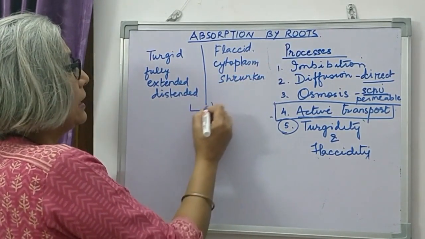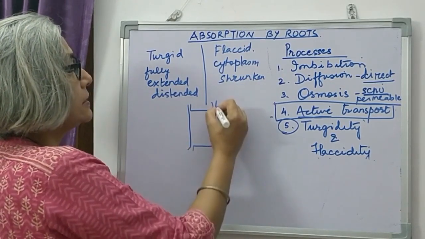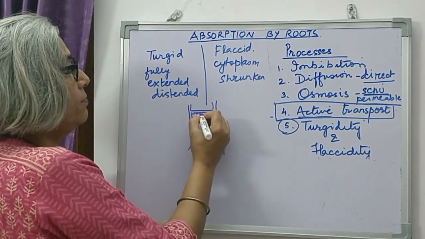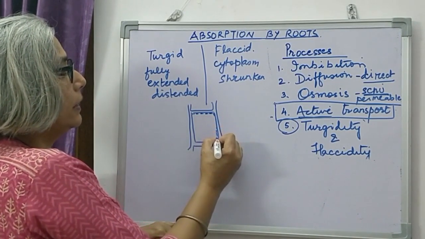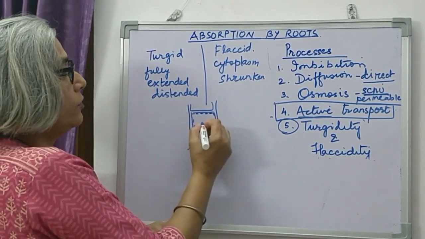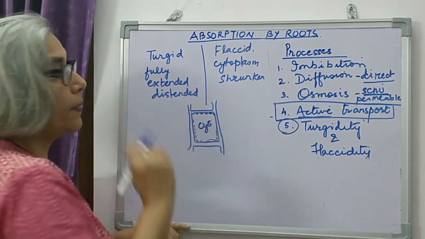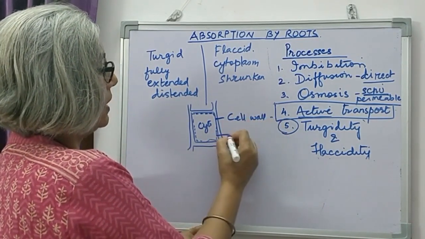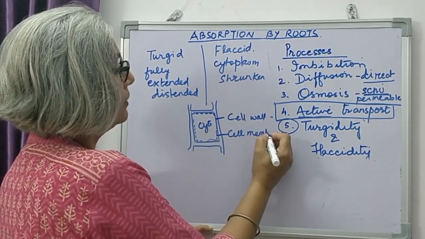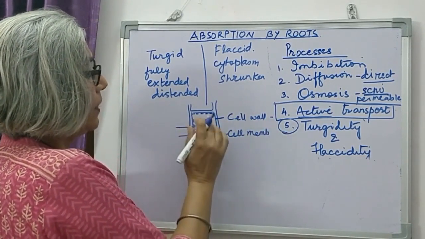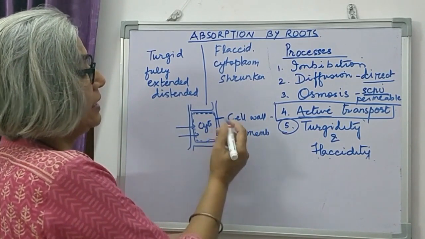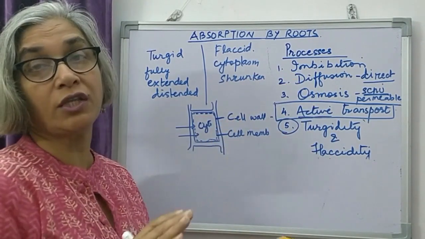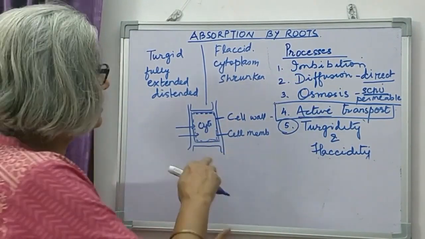Now what is a cell? A plant cell has a cell wall like this and a cell membrane inside the cell wall like this. The interior of the cell is filled with cytoplasm. This is the cell wall and inside the cell wall is the cell membrane. Now when it has taken water, the cell membrane is close to the cell wall. The two are sticking like this and there is no chance of any more expansion. So the cell is turgid.